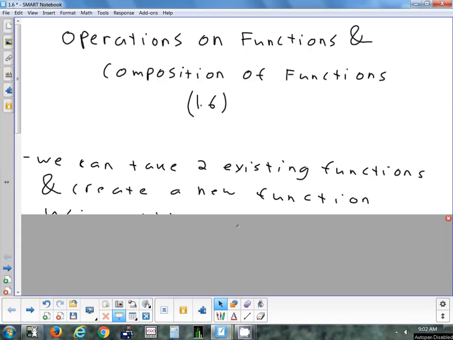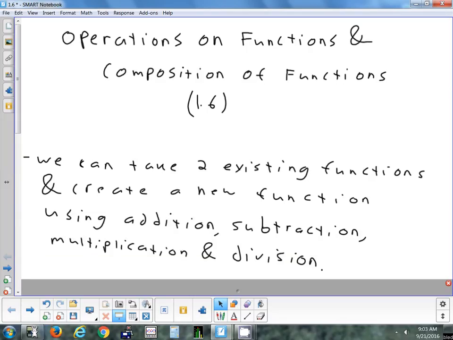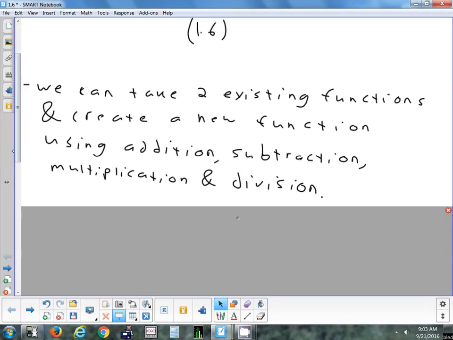That's going to be a big part of what we do today: once we create new functions from ones we already have, how does that affect the domain? How does it affect the range? The four basic ways you can combine two functions are very simply adding them together, subtracting them, multiplying them, or dividing them. We'll go through an example of each one of those.